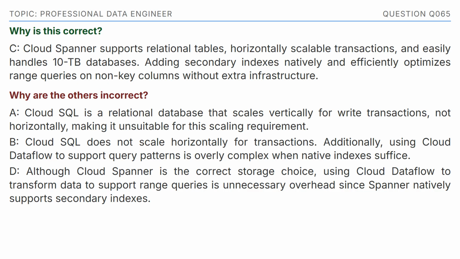Why are the others incorrect? A. Cloud SQL is a relational database that scales vertically for write transactions, not horizontally, making it unsuitable for this scaling requirement. B. Cloud SQL does not scale horizontally for transactions. Additionally, using Cloud Dataflow to support query patterns is overly complex when native indexes suffice. D. Although Cloud Spanner is the correct storage choice, using Cloud Dataflow to transform data to support range queries is unnecessary overhead since Spanner natively supports secondary indexes.